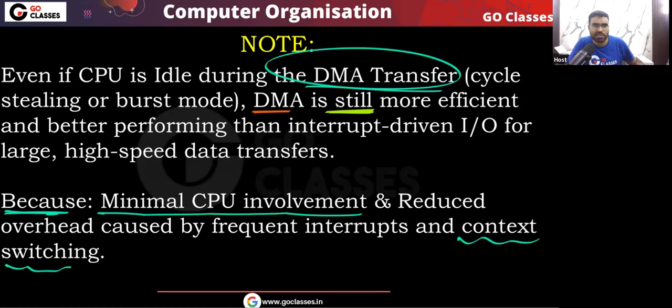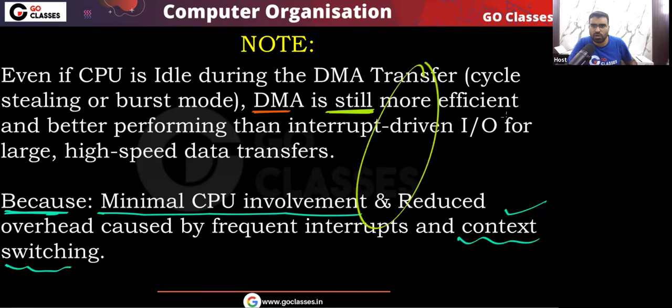When DMA is doing the data transfer, the CPU is not involved. And the second point, the context switch is not there. Because remember, a context switch takes a lot of time. You are saving the program, running another program, then restoring this program. First you save this program, then you run the other program, then you restore this program again. So this context switch actually takes a lot of time.